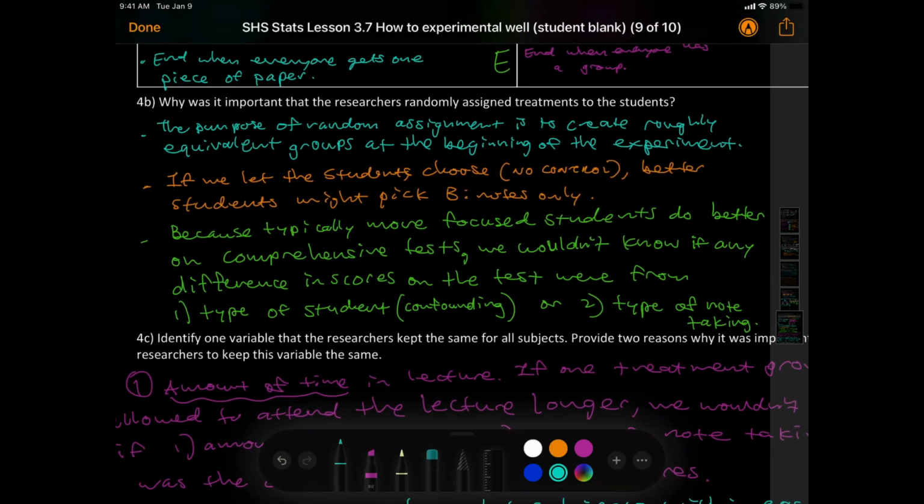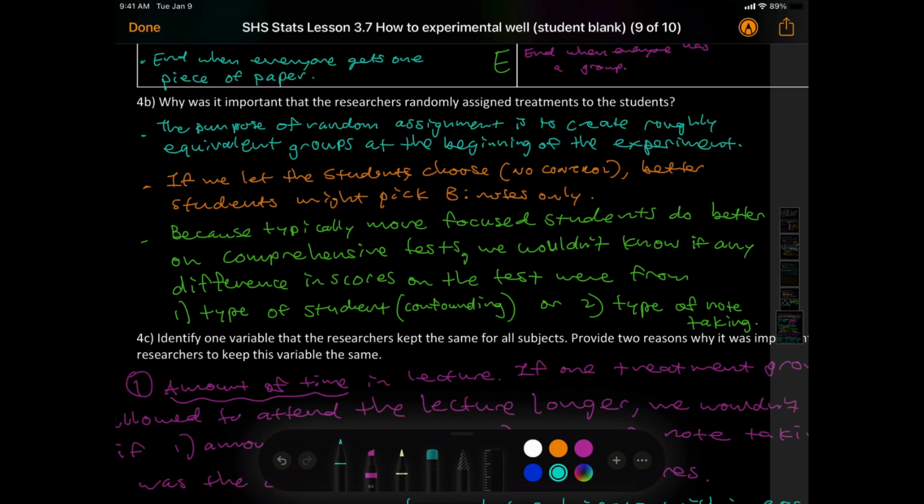Why was it important that researchers randomly assign treatments to the students? Well, in blue there, the purpose of random assignment is to create roughly equivalent groups at the beginning of the experiment. In orange, if we let the students choose, basically there's no control. Better students might pick B, where it's notes only, so they're already kind of geared towards that. I don't want them to pick. I'm picking as a researcher.